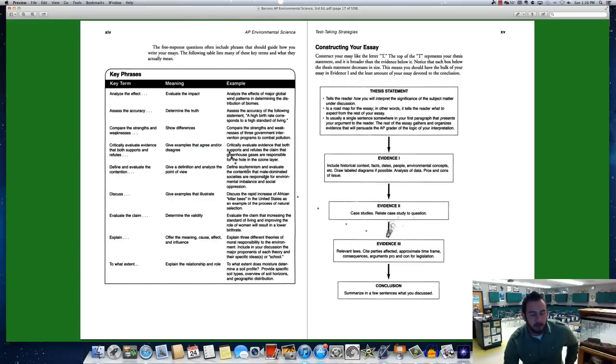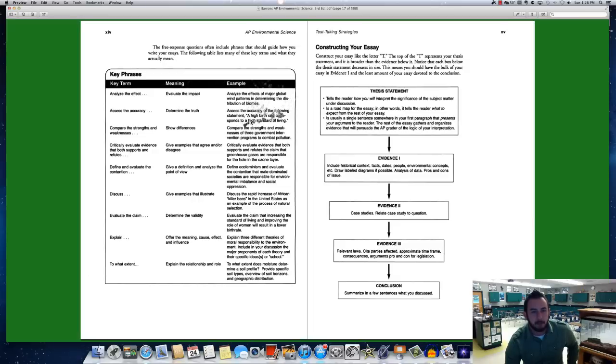All right. So other things to take a look at within this are key phrases. The free response question often includes a phrase that should guide you how to write your essays. The following table lists as many of these as possible. So analyze the effect. They want you to evaluate the impact. Analyze the effect of whatever they're giving to you. Assess the accuracy. Determine the truth is kind of what that means in layman's terms. It means assess the accuracy of the following statement.